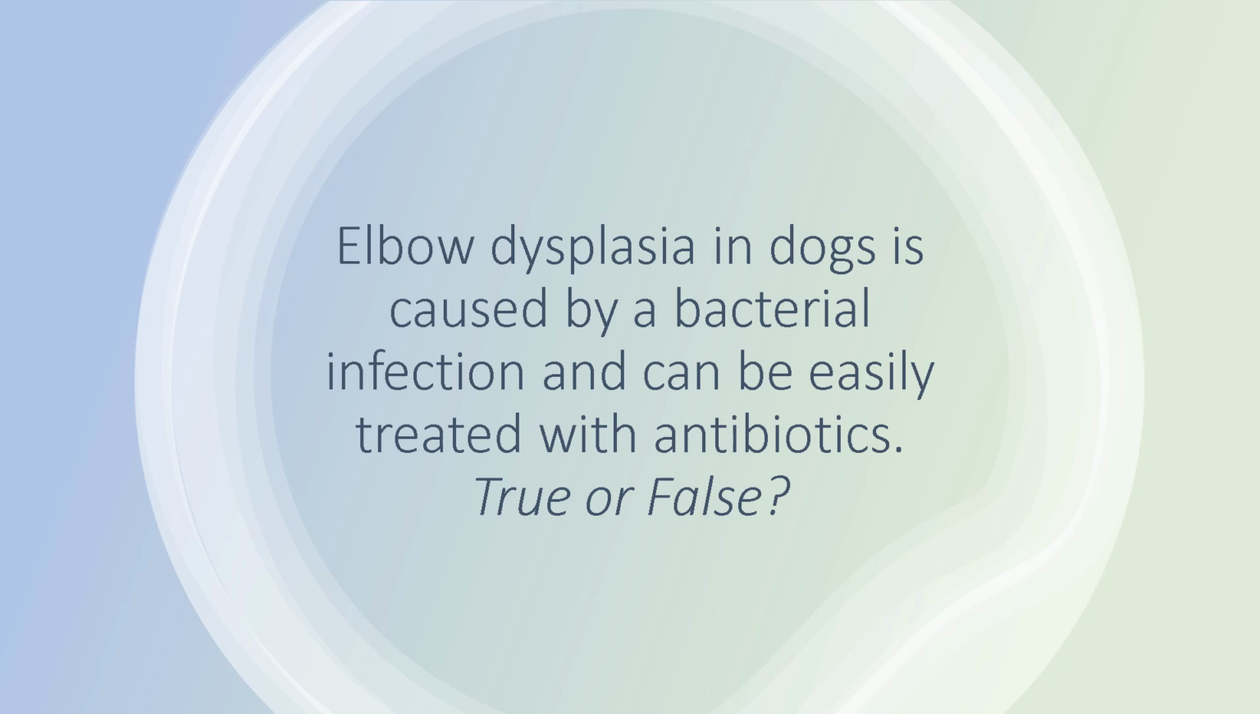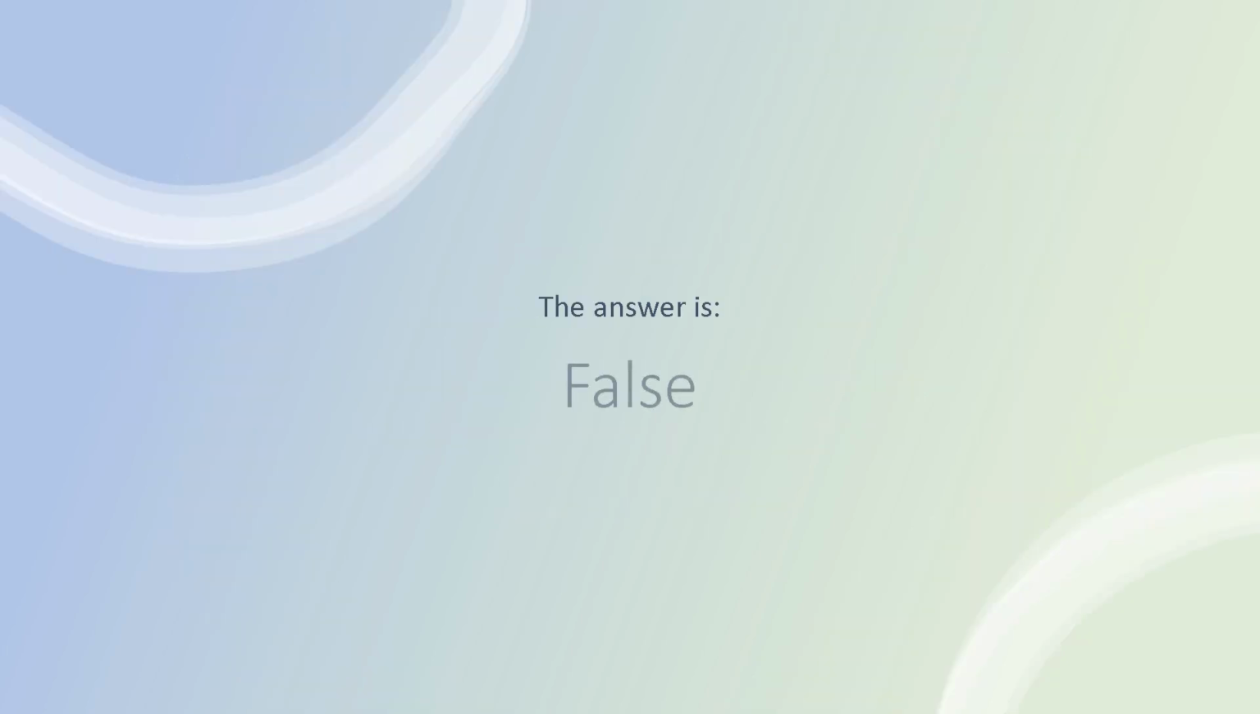Elbow dysplasia in dogs is caused by a bacterial infection and can be easily treated with antibiotics. True or false? The answer is false.